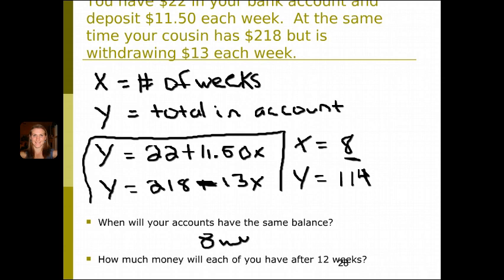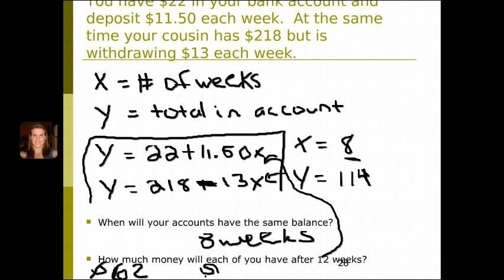And to figure out how much money each of them will have after 12 weeks, you will have to substitute 12 in for X in each equation. And when you do that, you will get, for the first one, $62. And the second one will have, after 12 weeks, $160. Remember, they are only equal at that one point where they intersect, which is 8 weeks.